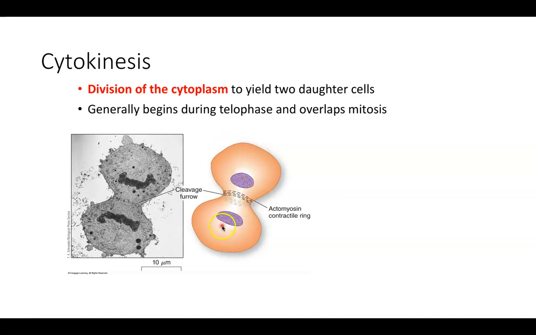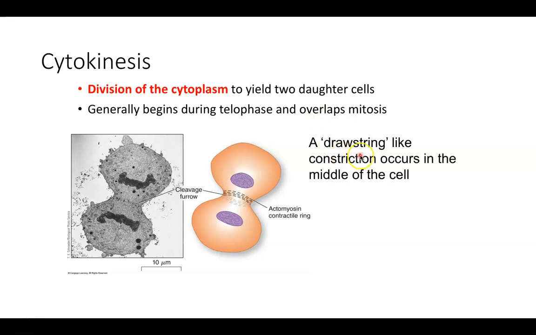Remember, everything we did before was the nucleus. Now we're dividing the cytoplasm evenly to make sure that 50% goes into one side, 50% goes into the next side. So like I said, it usually happens at the end of telophase and kind of overlaps the mitosis before we get all the way into interphase.